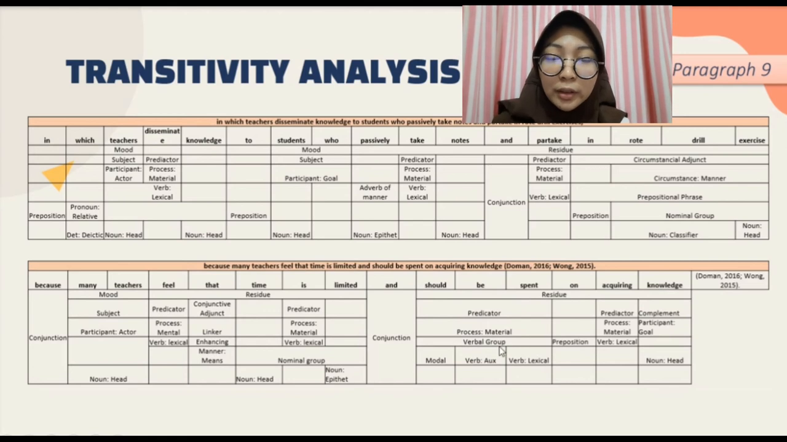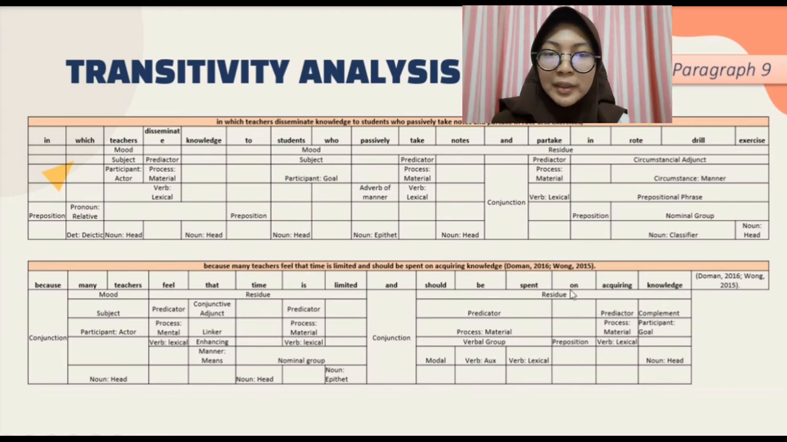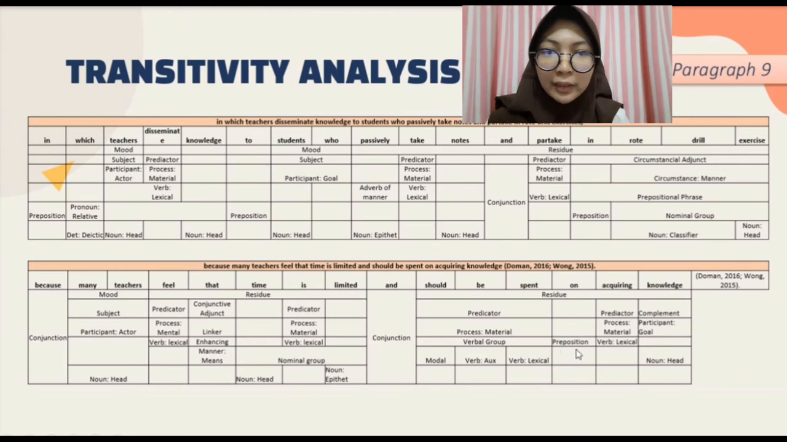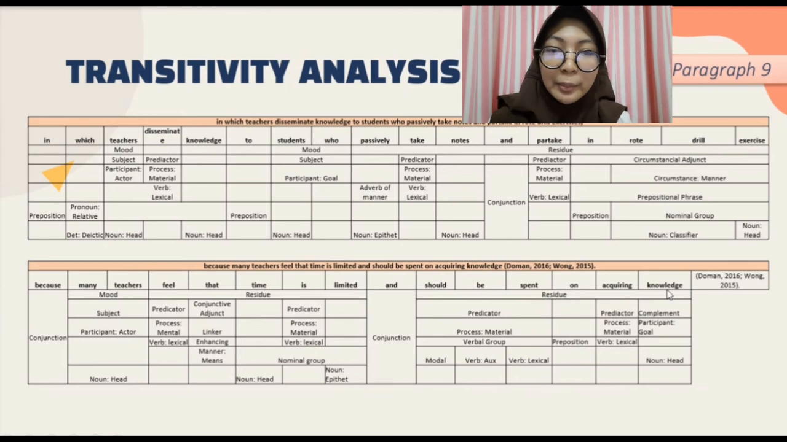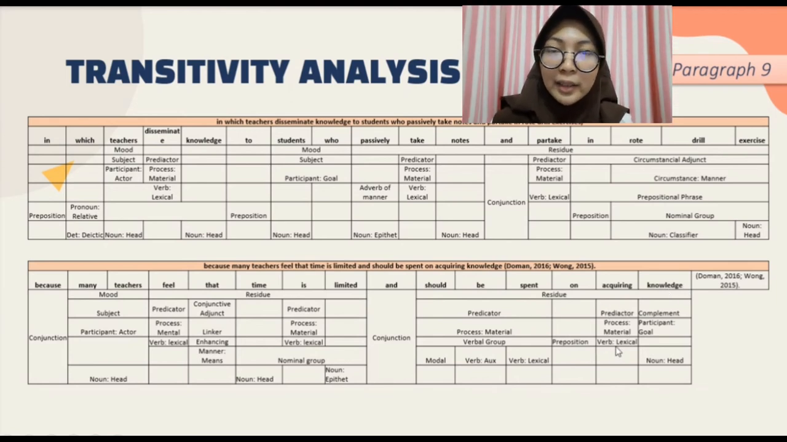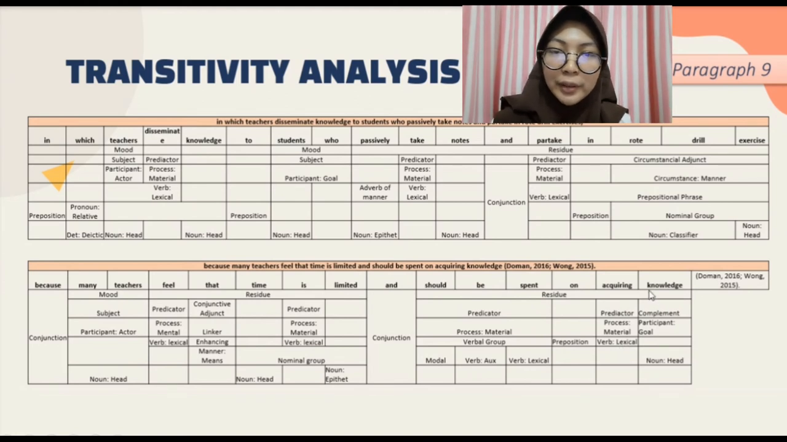Next, on here as the preposition. Acquiring knowledge. Acquiring here as the predicator, process material, and the verb is lexical. And then knowledge. Knowledge here as the complement, also participant goal, and then it is the noun head. That's all for transitivity analysis in paragraph 9.